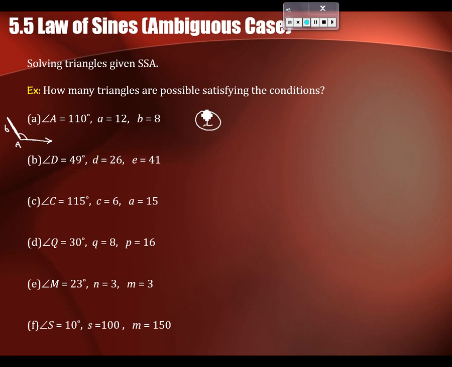All right. Part B here. We've got an acute angle D, 49 degrees. And we've got side E is 41 units. We don't know how long this side is. 49 units, 41 units, excuse me, whatever.